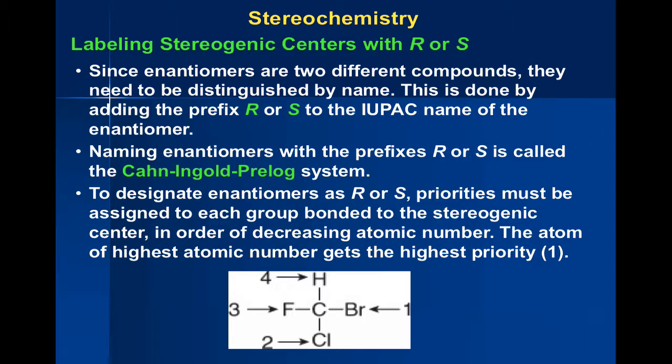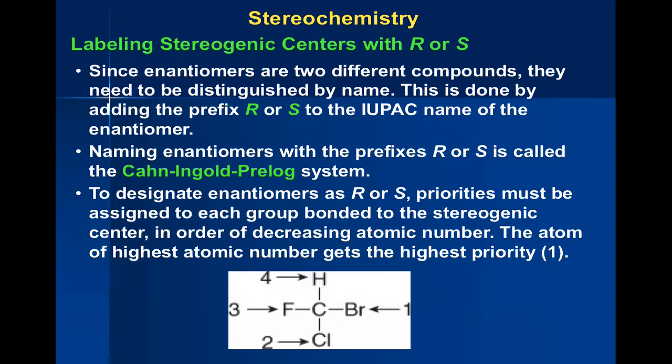Okay? We're going to use what I call the CIP rules, Cahn-Ingold-Prelog. These are rules by which you identify priorities around a carbon atom. Well, any atom, actually, but in our case, a carbon atom to determine its chirality. To designate whether or not an enantiomer is R or S, the first thing that you have to do is find the chiral center, and then you have to identify the priorities around that carbon atom. Okay?